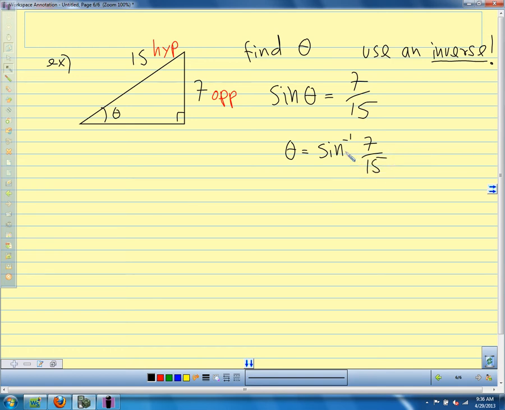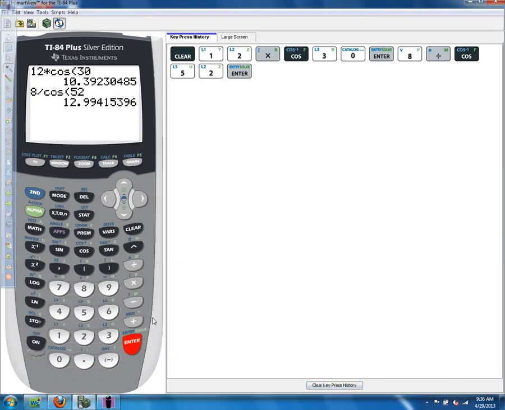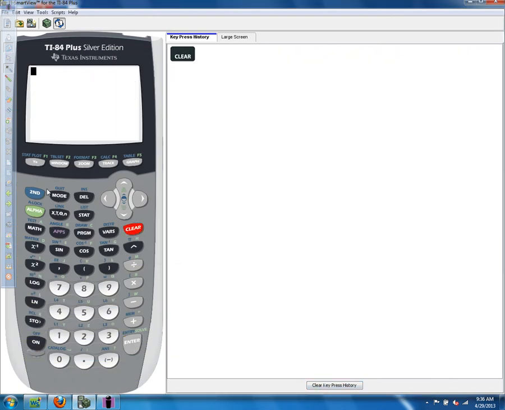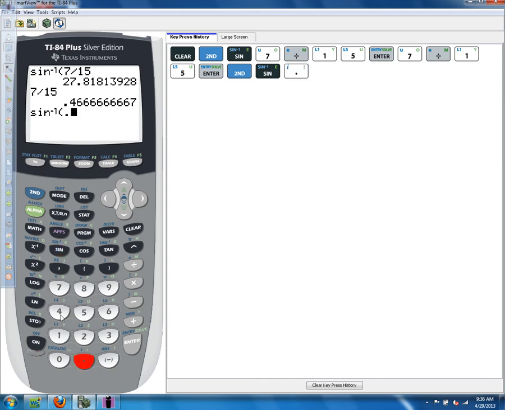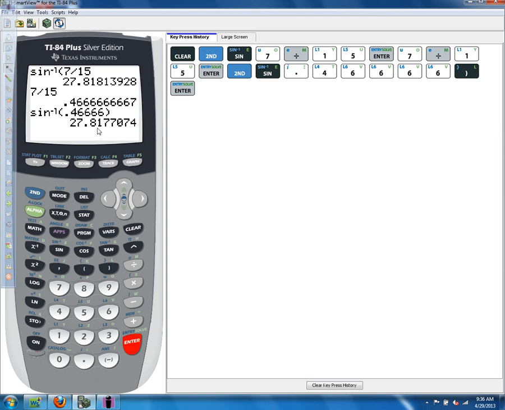I can put it in my calculator just like this. So I would do inverse sine of 7 divided by 15, just like that, and I get 27.82. I could also do 7 divided by 15, get a decimal for that, 0.46666, and then put in the inverse sine of 0.46666. And I kept several decimal places, and I get 27.82, just like I did here.